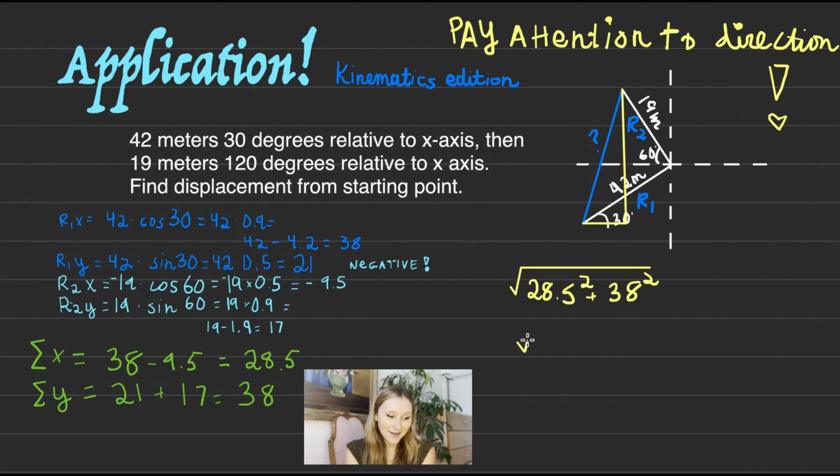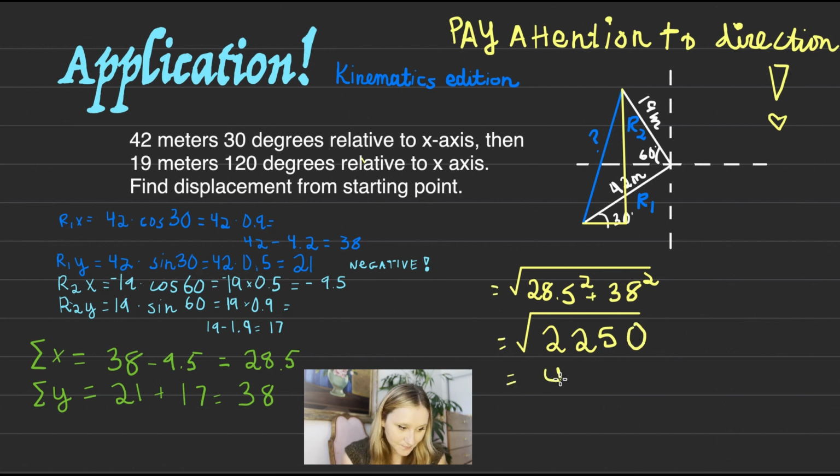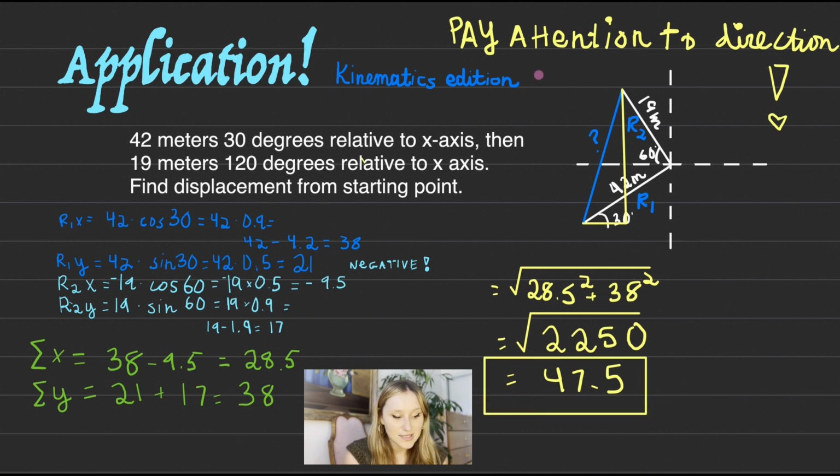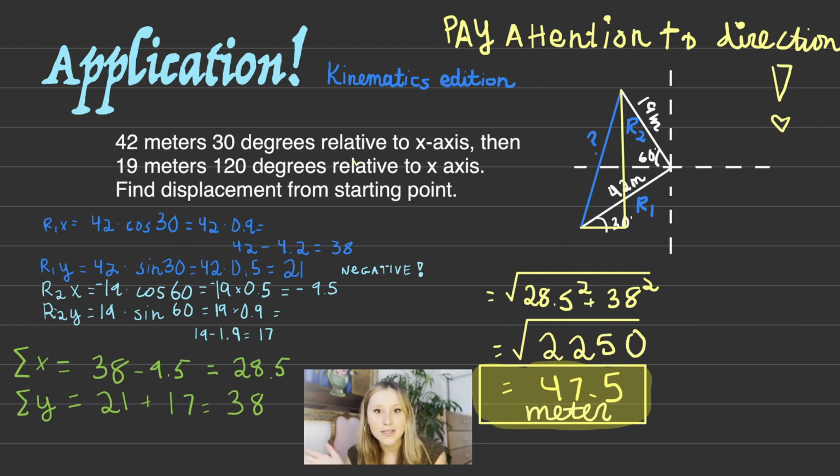So we already know how to find the hypotenuse of this right triangle. The Pythagorean theorem. Good job, you guys. So I'm going to do this: 28.5 squared plus 38 squared. Doing the math, as I said, you probably won't have to do this crazy math like this. We get 2250, which is about 47.5 meters, which makes sense. It totally makes sense because you're going 42 meters at an angle that's closer to the x direction, and then 19 meters back.